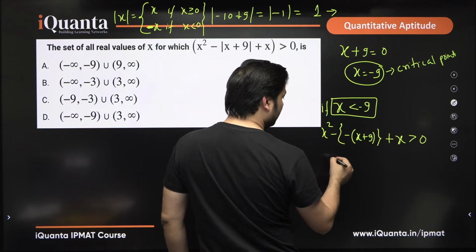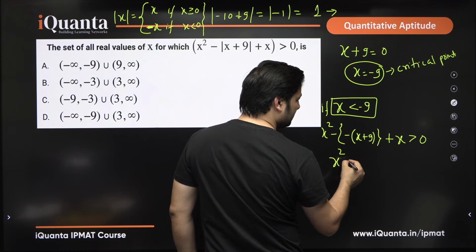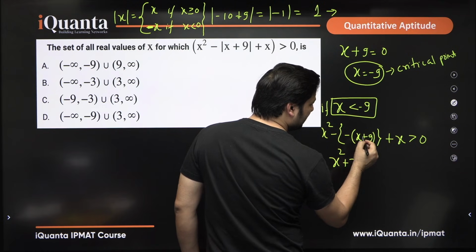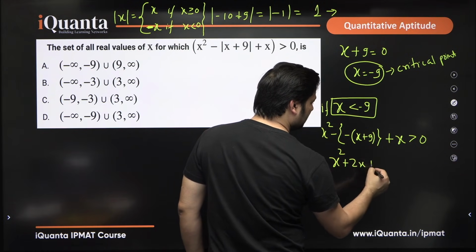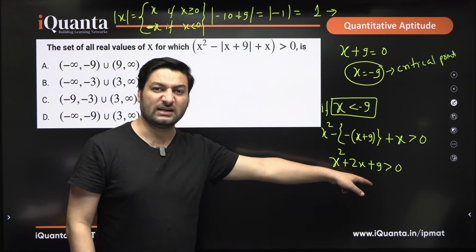What do you get here? x square minus minus plus x, and plus x is 2x, and then we have minus 9 inside, minus minus plus 9 greater than 0. This is a quadratic equation. Can it be factorized? No.